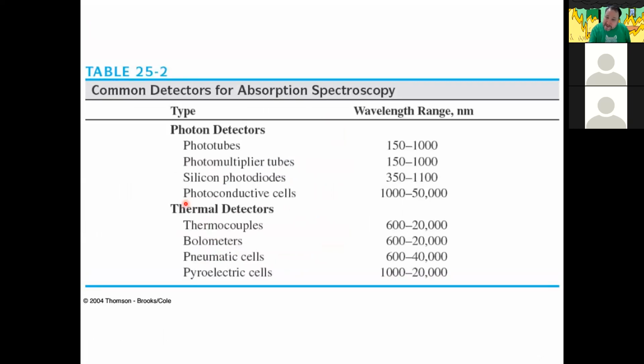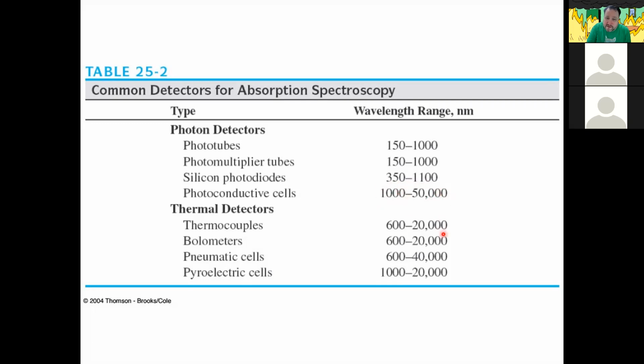All right, different detectors are going to work over different ranges. Your phototubes and photomultiplier tubes are going to work from the UV down to the IR. Silicon photodiodes are going to work from the near UV down to the IR. And photoconductive cells are going to work pretty much in the IR.